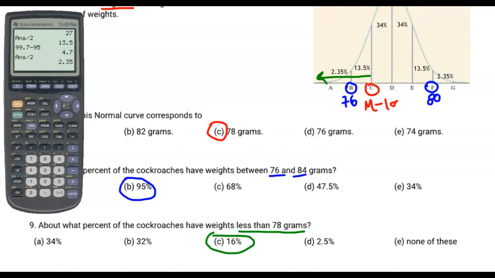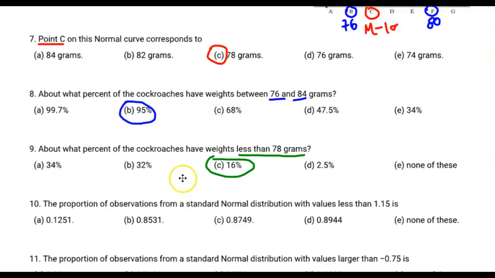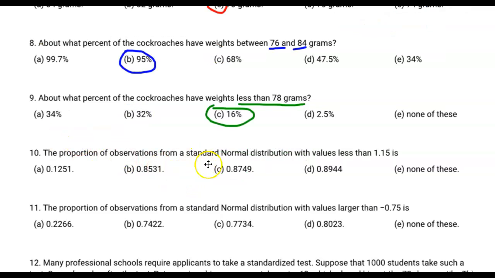Cool. All right, get out of the way, calculator. Let's keep going. Number 10, the proportion of observations from a standard normal distribution with values less than 1.5 is. Well, let's break this down into what it's actually asking for. The proportion of observations, in other words, area under the curve. The area under the curve from a standard normal distribution.